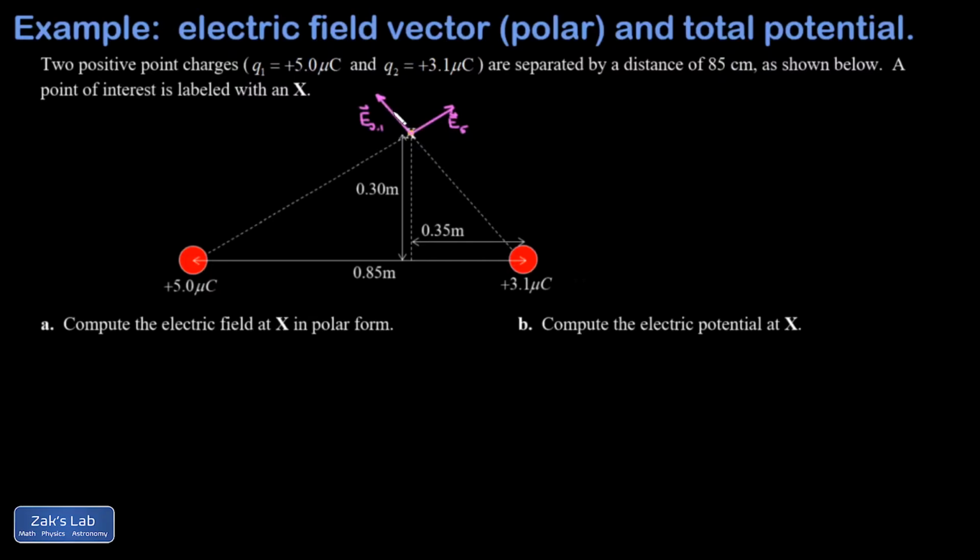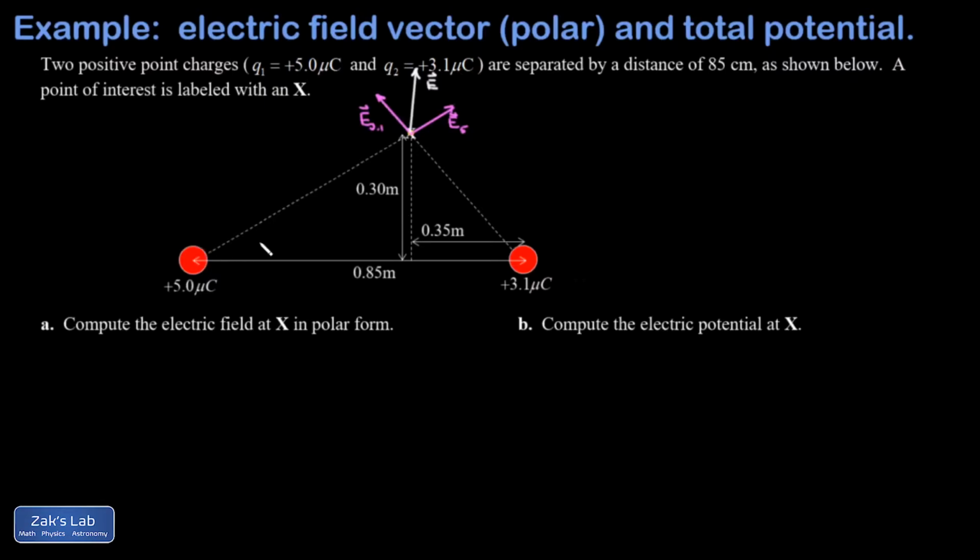You can imagine picking this one up and sticking it on the head of this one, drawing a vector from the tail of the first to the head of the second, and that's the electric field vector E that we're after. We need to express this in polar form, which means I need a magnitude and a direction. So we've got some geometry and some trig to work out.